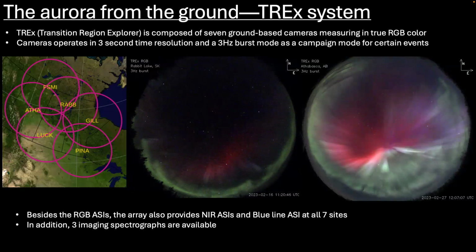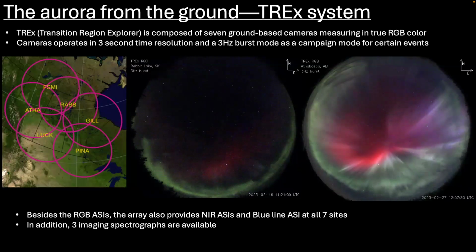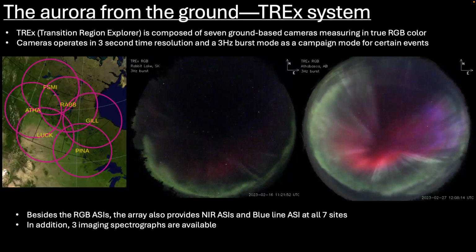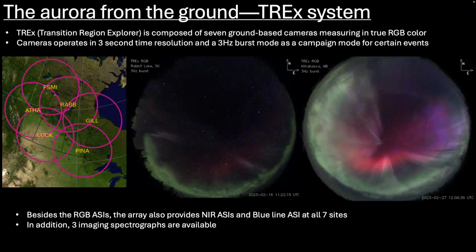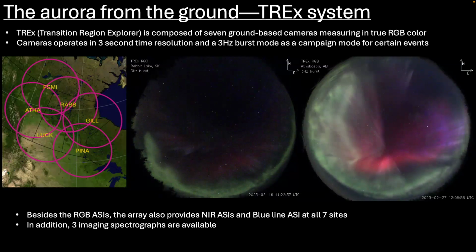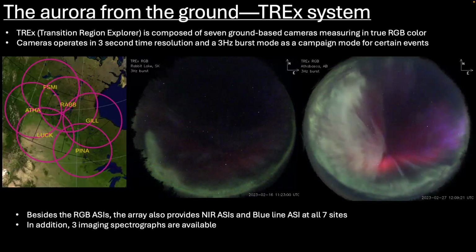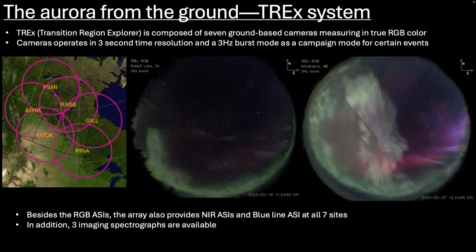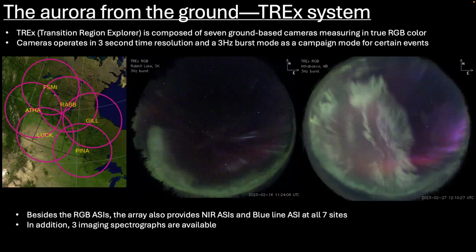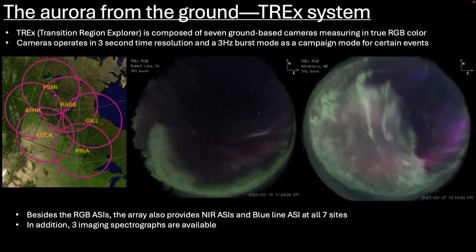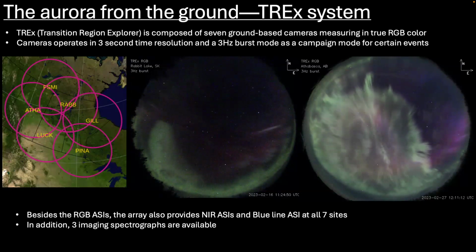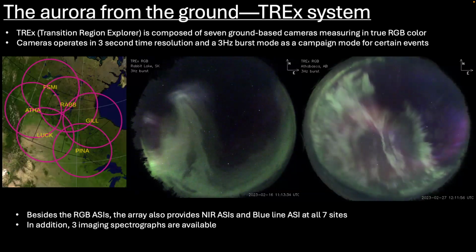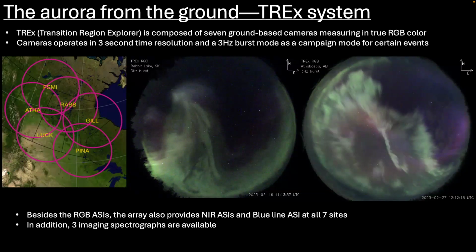Apart from the true color RGB data, to obtain the energy that we need, the cameras can be entered into an auroral transport code that allows us to get that energy information that we need. This array also has the near-infrared all-sky imagers, blue light imagers in the 7 sites, and even more importantly, 3 imaging spectrographs. So we can get the full spectrum of the aurora that is observed over this instrument. So this is an example of North America, and in the night side.